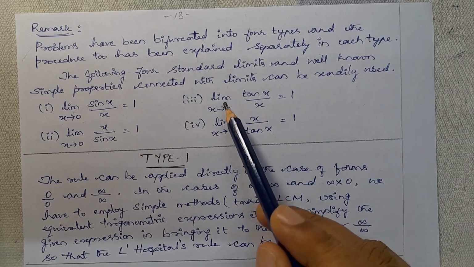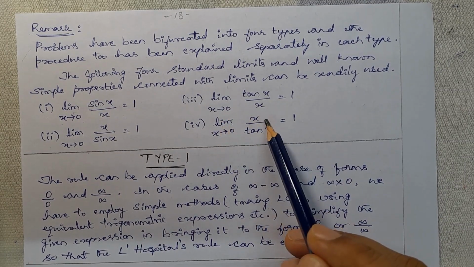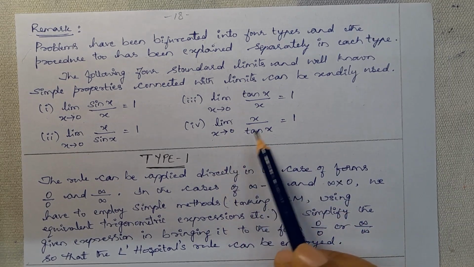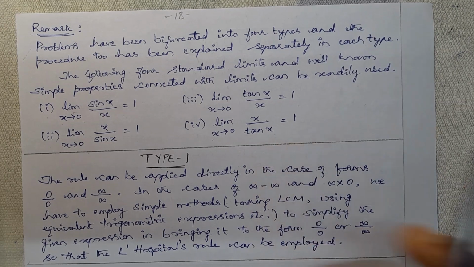Next, here limit x tends to 0, tan x by x equal to 1. Fourth standard limit is limit x tends to 0, x divided by tan x equal to 1.